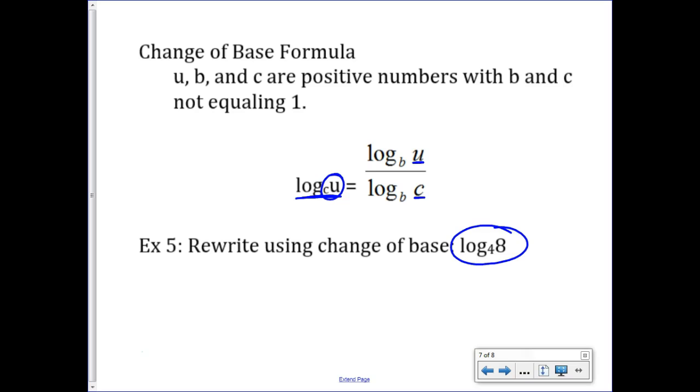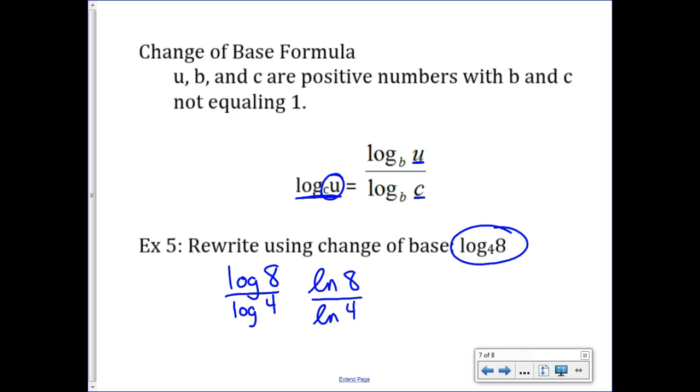So it says our u here is 8 in this case, and I'm going to use log base 10 so I don't have to write a base. And so I just have 8 over my log base 10 again, and then my original base, my c, now is in the bottom. So log of 8 divided by log of 4. Now you can type that in your calculator and get an answer. You also could use natural log, and it would look exactly the same. Natural log of 8, natural log of 4.